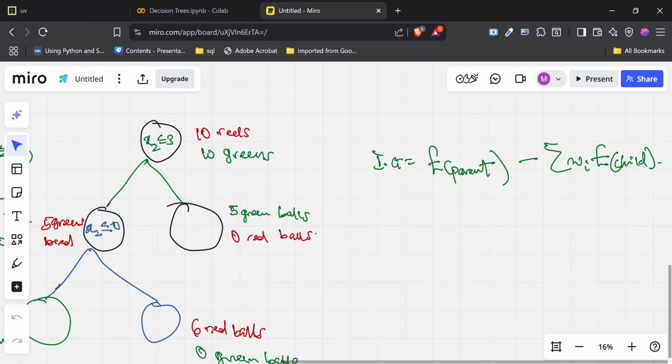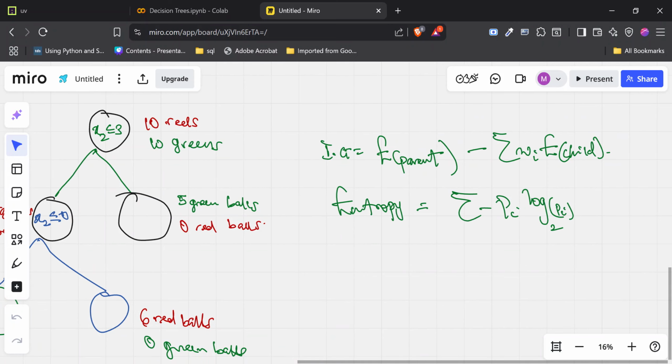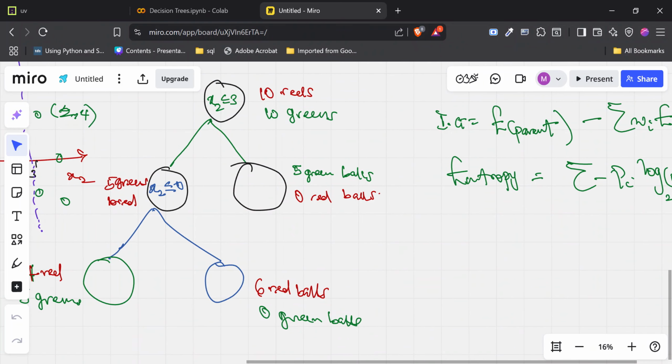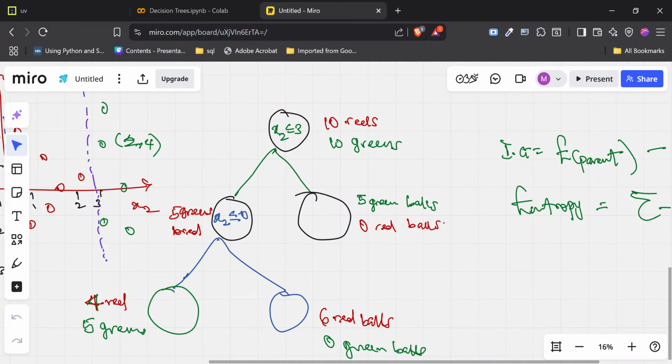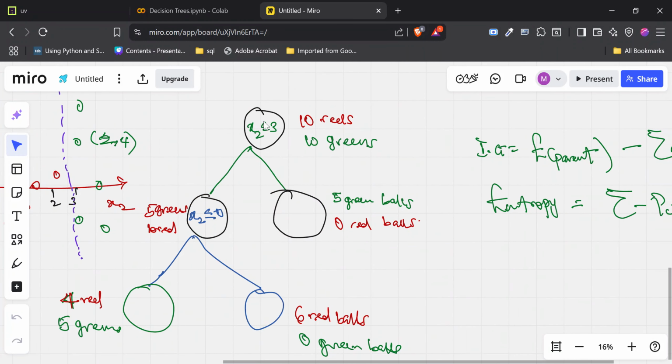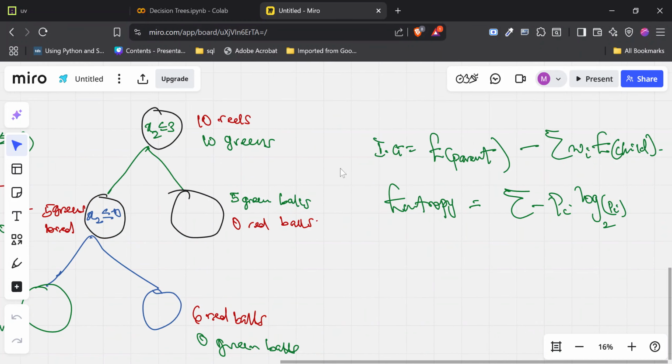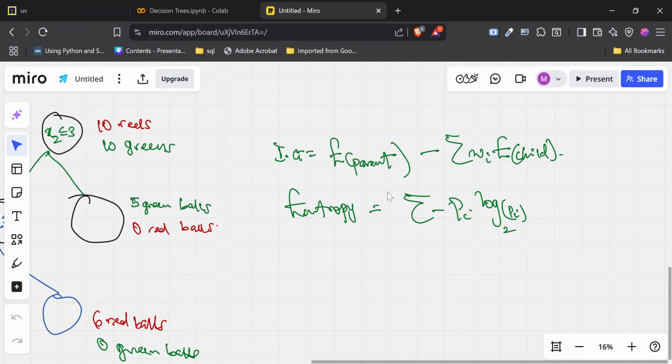So how do we compute entropy? Entropy is equal to the summation of negative pi log pi, where pi is the probability of that particular class, and the log could be log to the base 2. So let's see how that works. For example, let's say we have two decisions to make. We want to split this place here. I just want to show you how all of these things work.